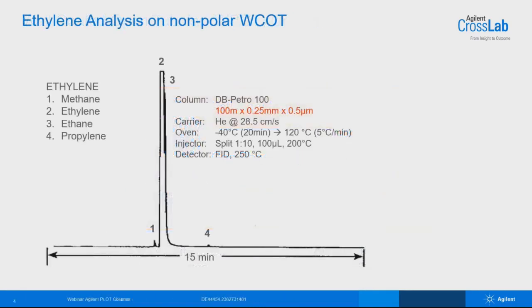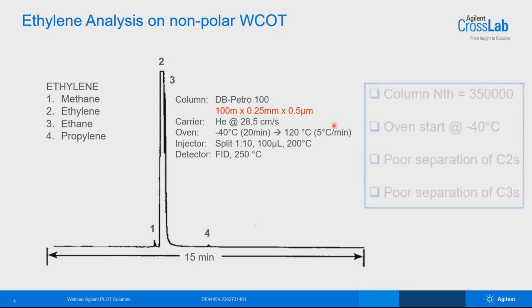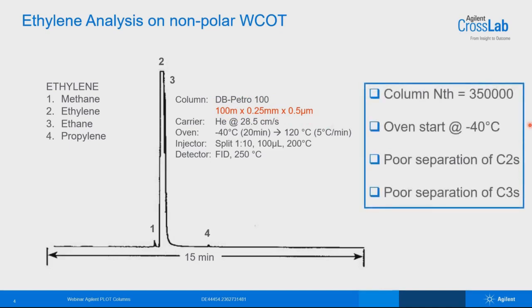Now, this is a good illustration of the limitations of wall-coated capillaries for the analysis of volatiles. The column is a DB-Petro. It's a non-polar column for the detailed separation of hydrocarbons. It's 100 meters long and it's a narrow bore of 0.25 mm internal diameter. About 350,000 theoretical plates. There's obviously no shortage of efficiency.